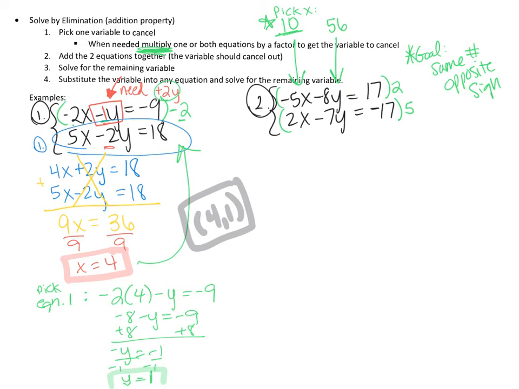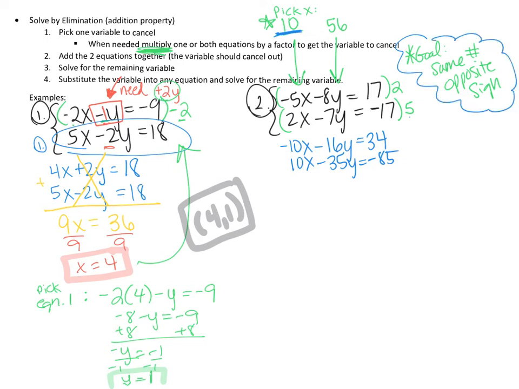So let's look at the first equation. Multiplying everything by 2 is going to give me negative 10x minus 16y equals 34. All right, looking at my second equation, I'm going to multiply everything by 5 now. So I'm going to get 10x minus 35y equals negative 85. So now I've multiplied so that my x's are both the same, remember my goal, the same number but opposite sign. So at this point, I can now add the two equations together.